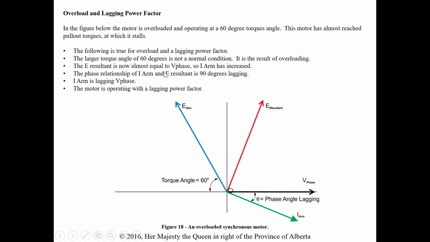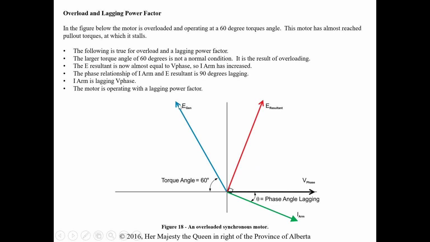So the following is true for overload and lagging. The larger torque angle of 60 degrees is not a normal condition, again the result of overloading. E resultant is now almost equal to V phase, so I arm is increased. So again, we're coming off of unity with our armature current. Whenever we come out of unity, we're definitely going to have a larger current being drawn, because now we have to cover some of the VARs as well.